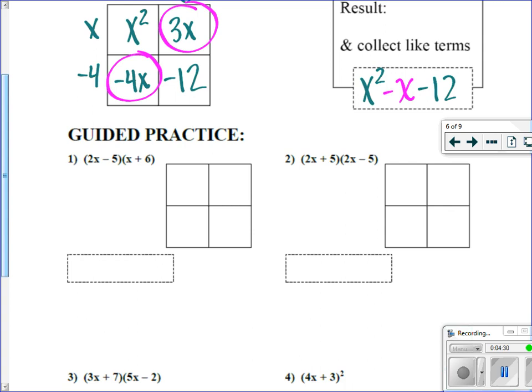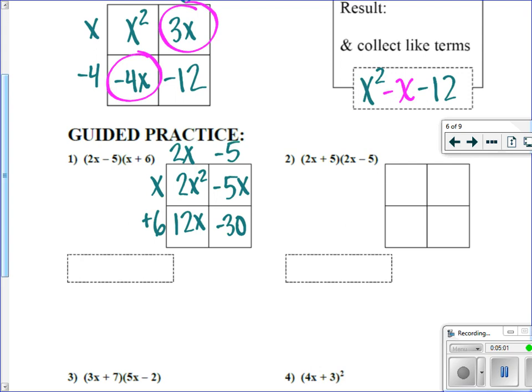So this guided practice. 2x plus 5, or 2x minus 5 times x plus 6. What would you get in the top left corner? 2x squared, wonderful. What about the top right corner? Negative 5x. What about the bottom left? 12x. And then the bottom right? Negative 30. Columns times rows.